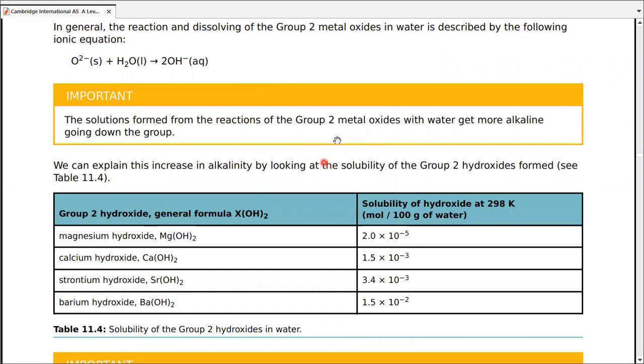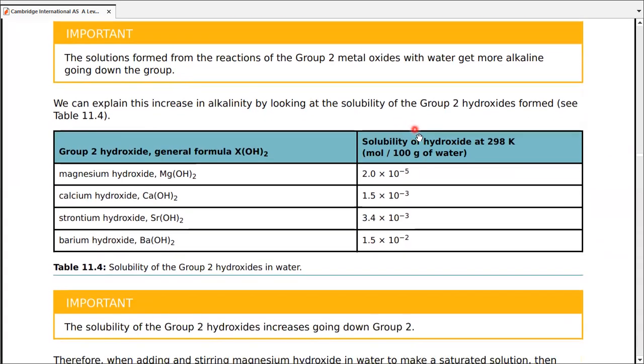So I hope we understand that this reaction is easier as we go from top to bottom in a group. We can explain this increase in alkalinity by looking at the solubility of the group 2 hydroxides formed. If you take a look at them, you will see that the solubility of hydroxides is increasing from top to bottom in a group.